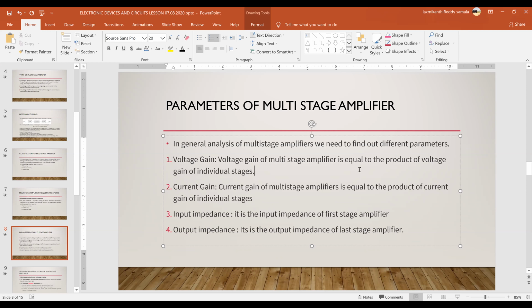Therefore, the voltage gain mainly depends on all the amplifiers. The current gain also depends on all the amplifiers, but the input and output impedance depend only on the first stage input impedance as well as the last stage output impedance. These are the parameters we have to look at while designing multi-stage amplifiers, because these are the parameters to be obtained from the overall circuit. Therefore, these are the important parameters.